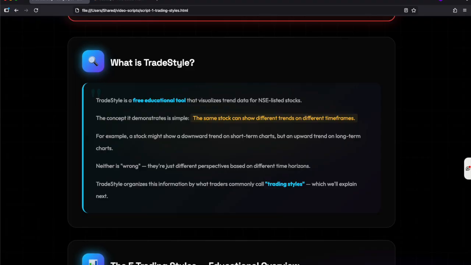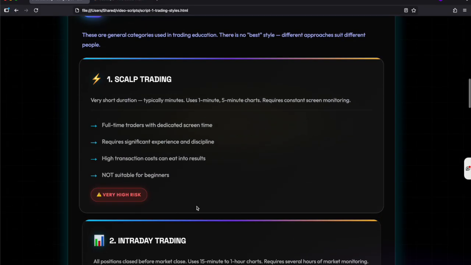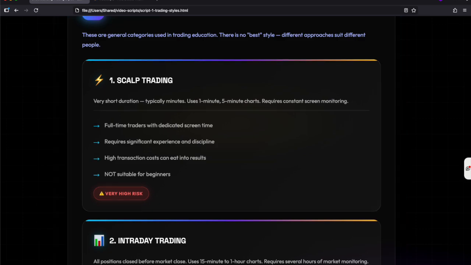TradeStyle organizes this information by what traders commonly know as trading styles. This tool is going to help you understand and see what is right and wrong for your need. So here we are going to talk about 5 different trading styles. The first one is scalp trading. It's a very short duration, typically minutes.